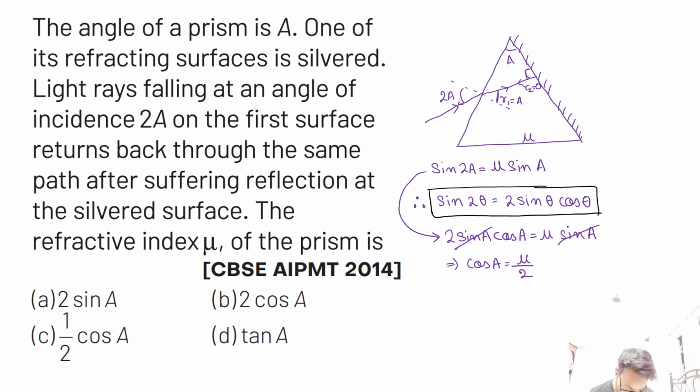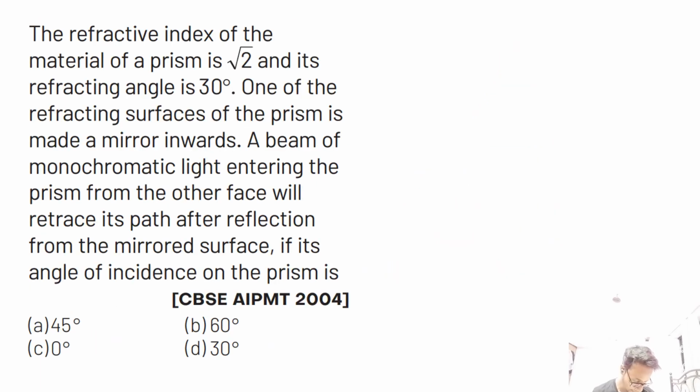Okay, mu is equal to 2 cos A. So the correct answer, they have asked the refractive index, is mu equals 2 cos A. Okay, let's read the next question.